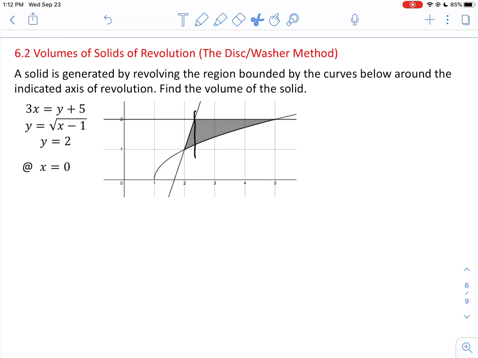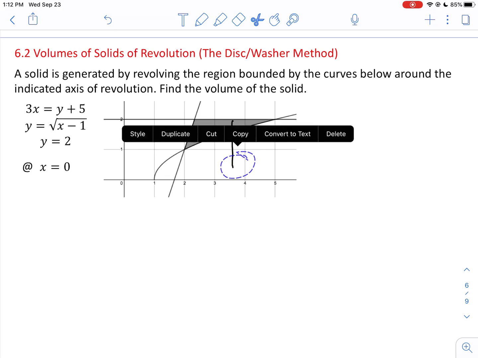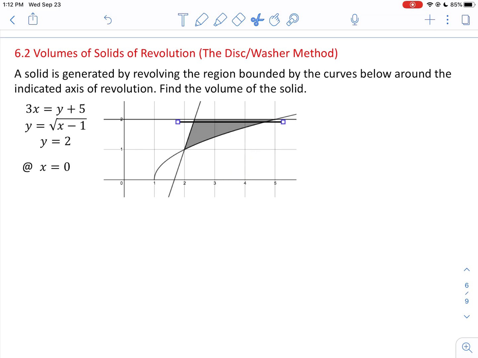So the vertical strips are problematic. We would have to split our integration right there. We could do it, but let's go ahead and do horizontal strips. Horizontal strips are always the same right and the same left, as the horizontal strips go across the region. Plus, we're also revolving around a vertical line this time. So I'm revolving around x equals 0.